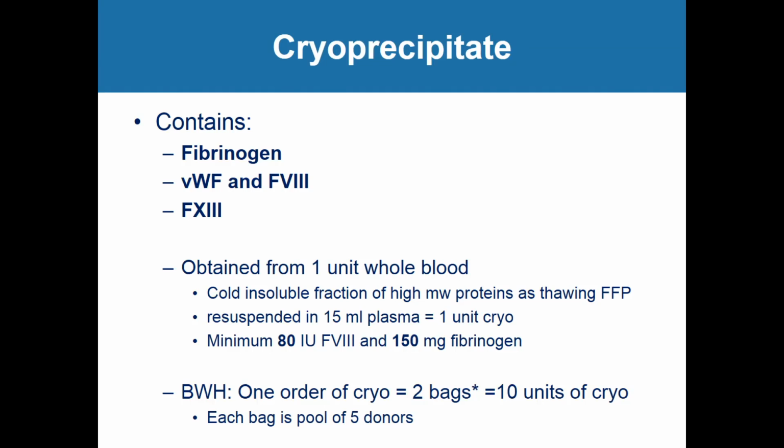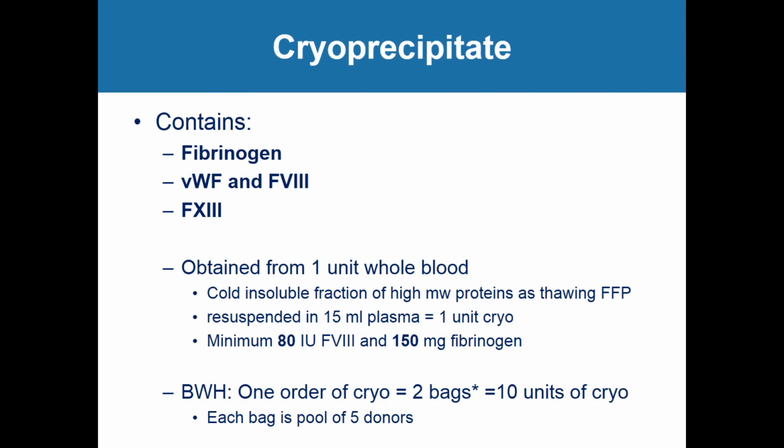Cryoprecipitate is the cold insoluble fraction of proteins that is left as you thaw plasma. It contains just 3 products: fibrinogen, von Willebrand factor with the factor 8 that's bound to von Willebrand factor, and factor 13. It's obtained from 1 unit of whole blood. It contains the high molecular weight proteins that are cold insoluble as you start thawing FFP. These proteins are resuspended in 15 mLs of plasma, which is equivalent to 1 unit of cryo.